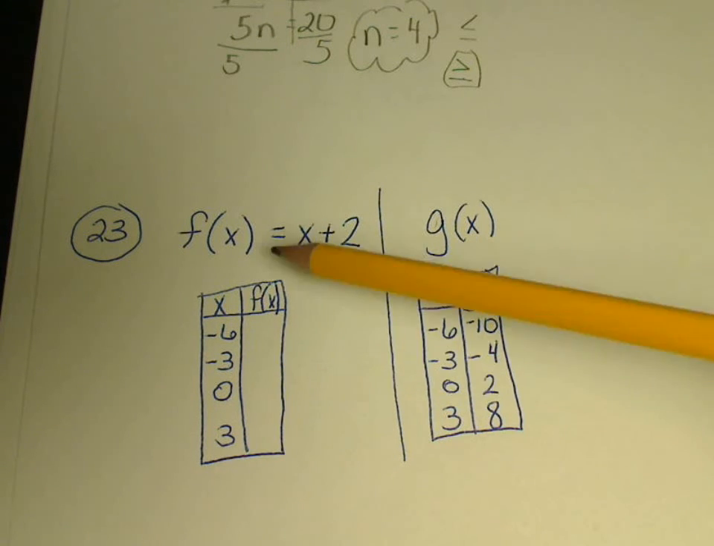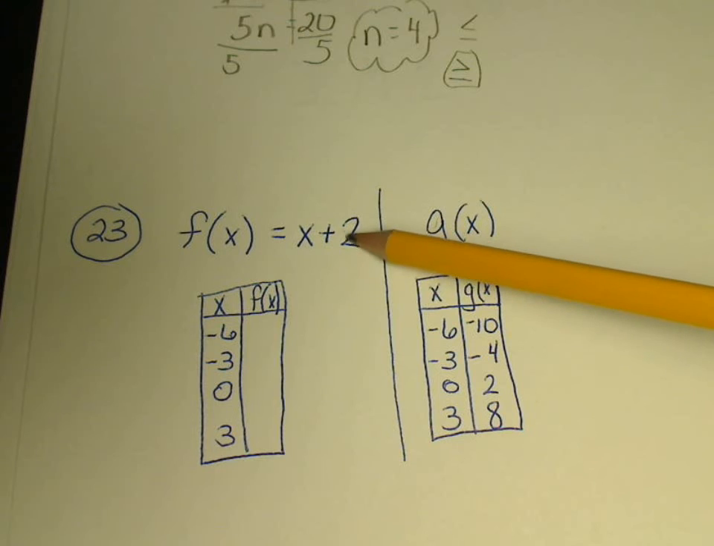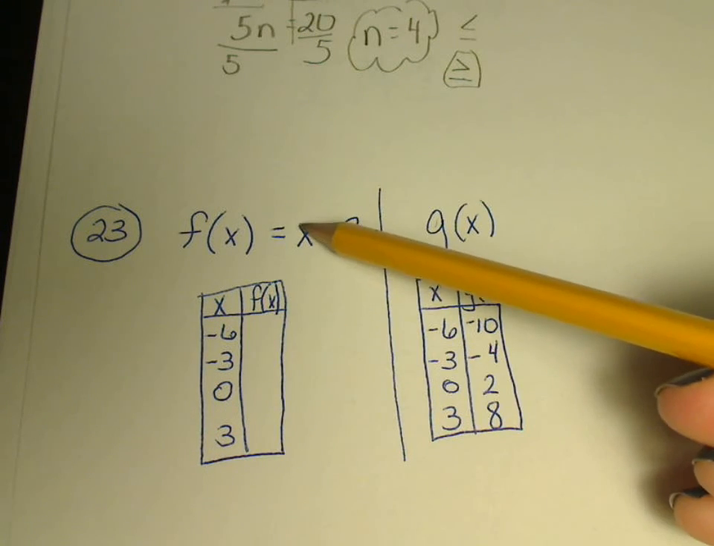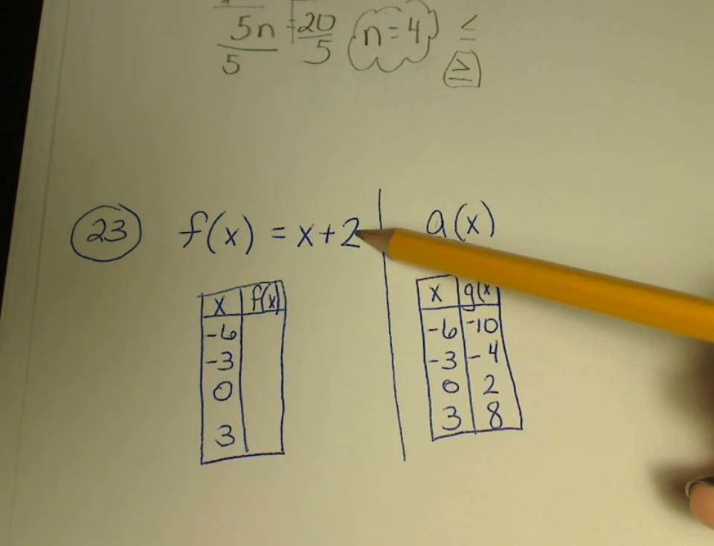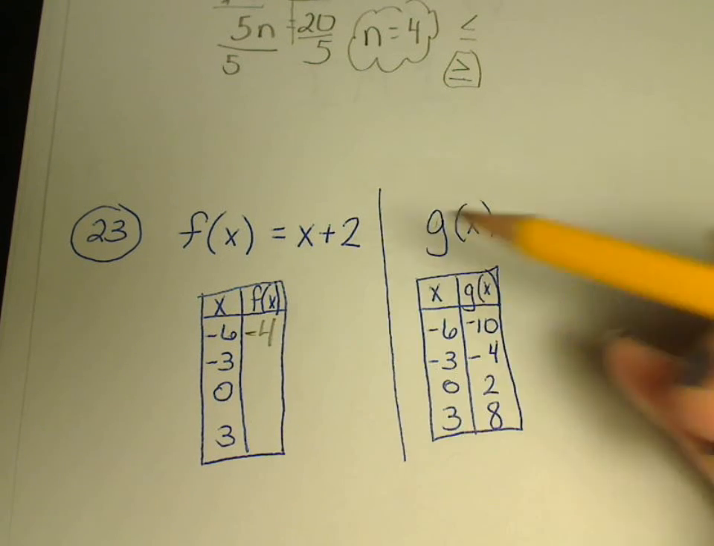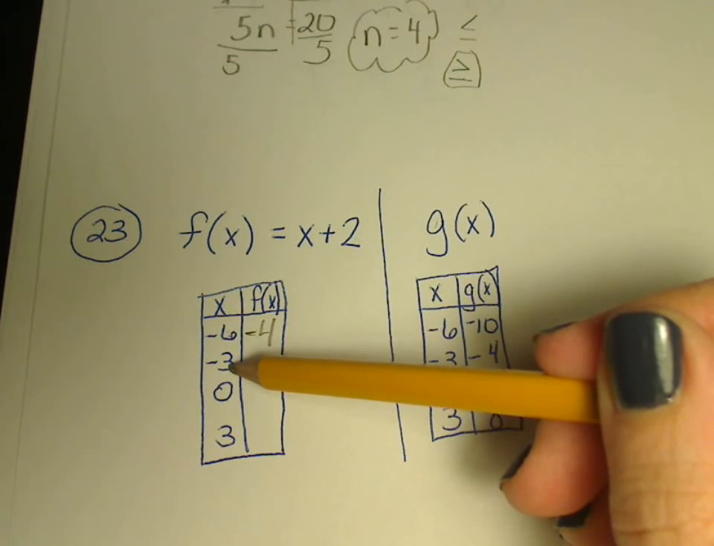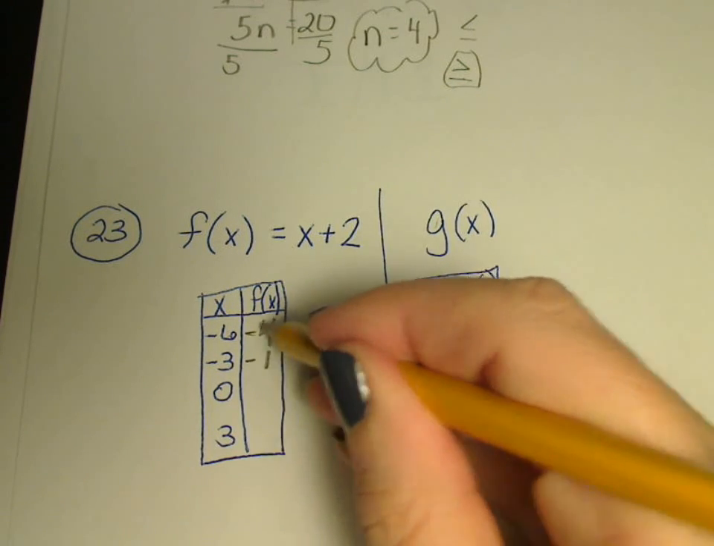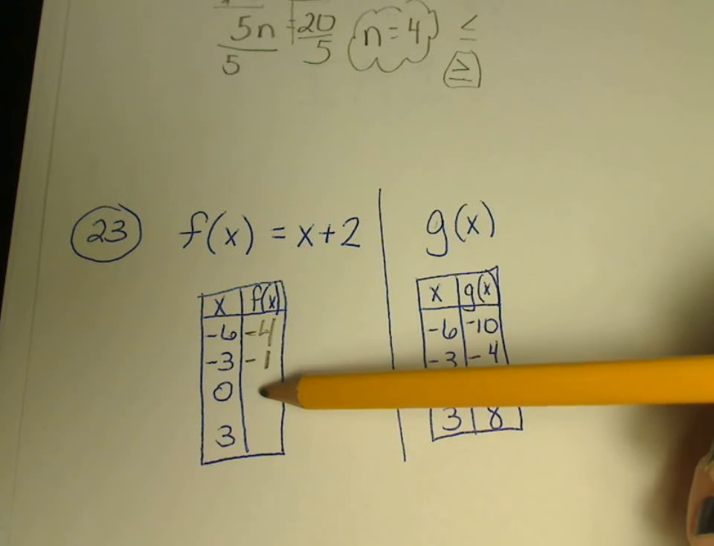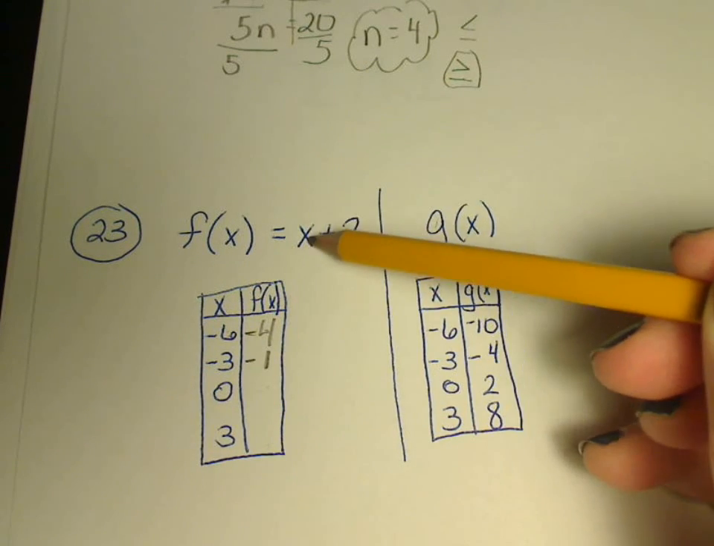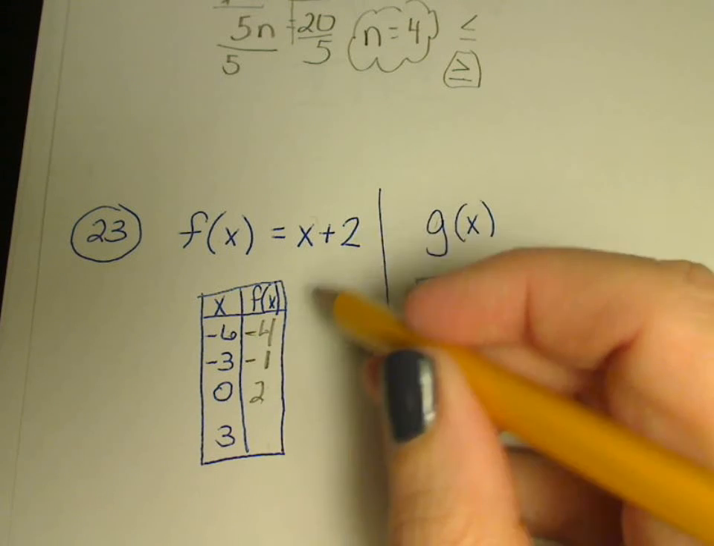So now I'm going to substitute the x in for x and solve to get the f of x. Here's what I mean. I'm going to do negative 6 plus 2. And negative 6 plus 2 is negative 4. So that goes here. Now I'm going to substitute in a negative 3. Negative 3 plus 2 is negative 1. Will you please now figure out the last two on your own? Good. You substitute in 0, 0 plus 2 is 2. Substitute in 3, 3 plus 2 is 5.